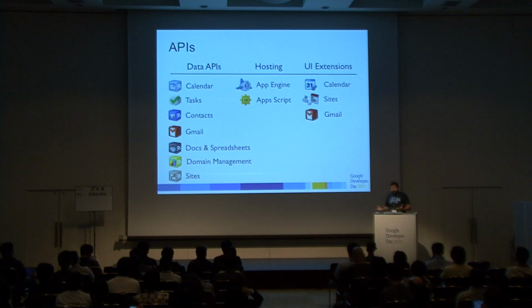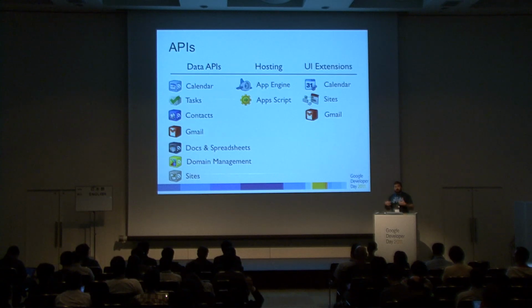And the third leg of this are UI extensions. There's a technology called OpenSocial that allows you to build gadgets. These are small bits of HTML and JavaScript that you can use and embed inside Google Apps. And so you can find gadgets inside Google Calendar on the sidebar. You can actually do event calendars that appear on a particular day.